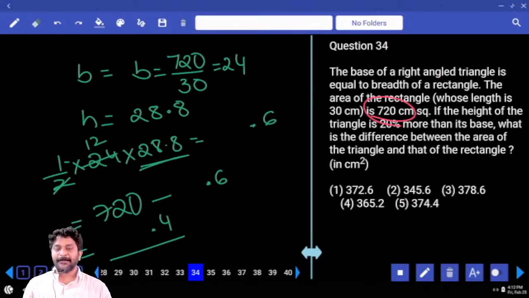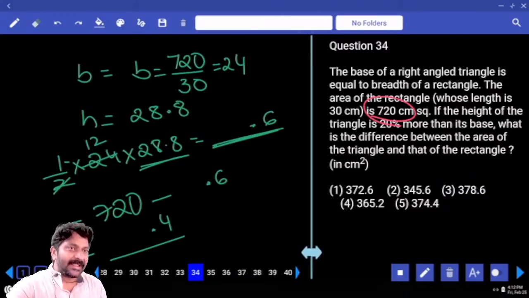How many options are there? Only one. So I don't even calculate how much the triangle area is.